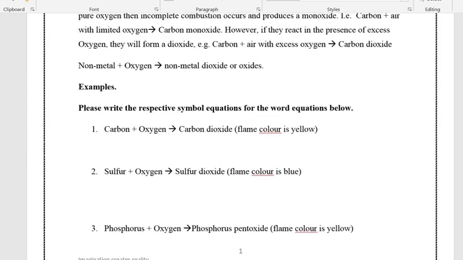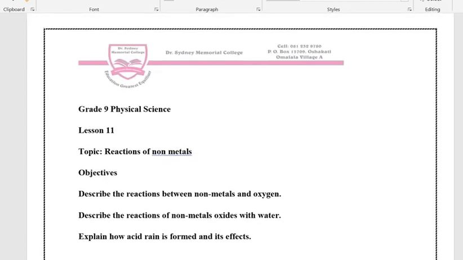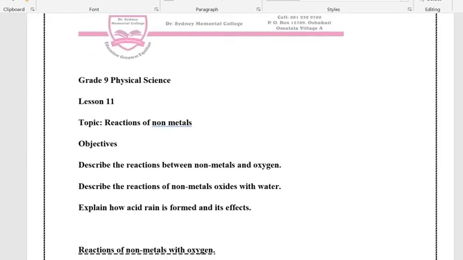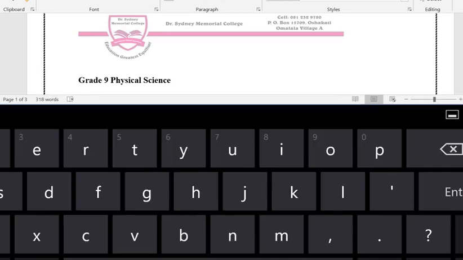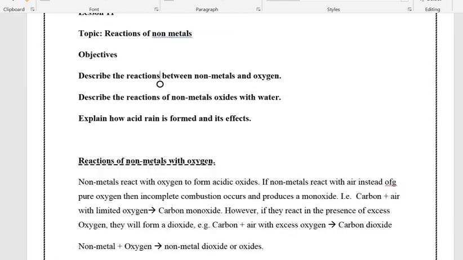Let's see if we managed to cover our objectives for today. Are we now able to describe the reactions between nonmetals and oxygen? I would say so. Then the reactions of the nonmetal oxides with water, definitely. Then how is acid rain formed? These two points are basically the same. Explaining how acid rain is formed is the same as the reaction of nonmetal oxides with water.